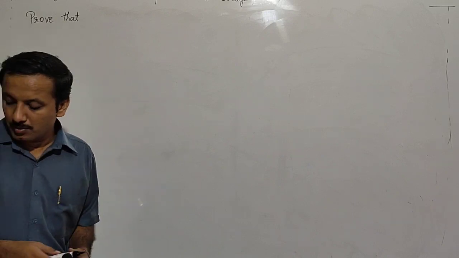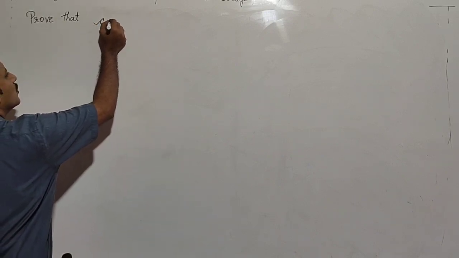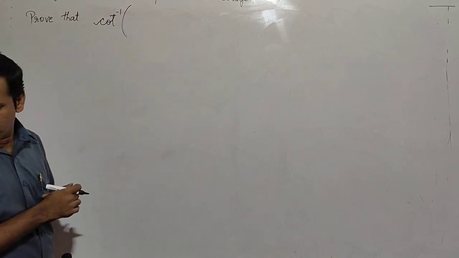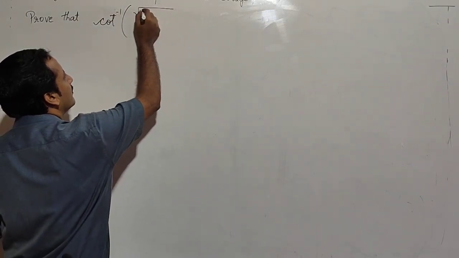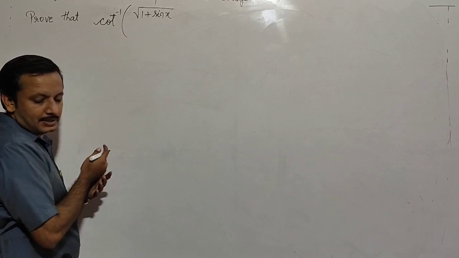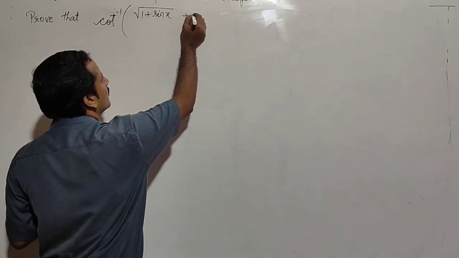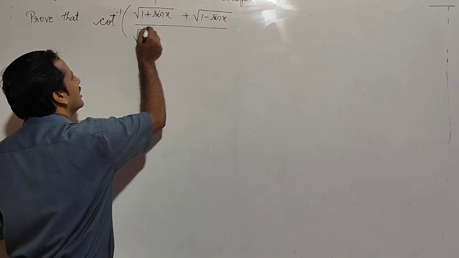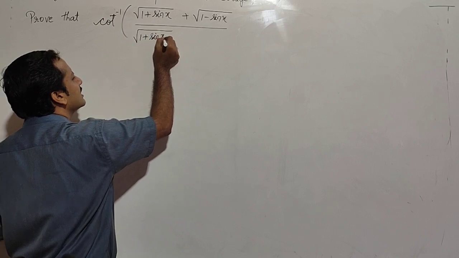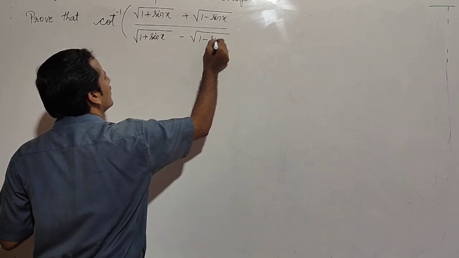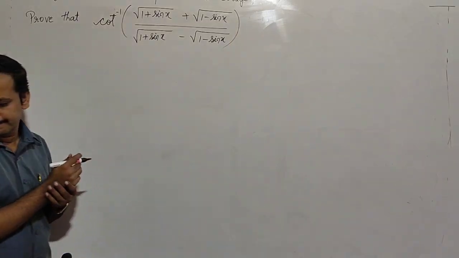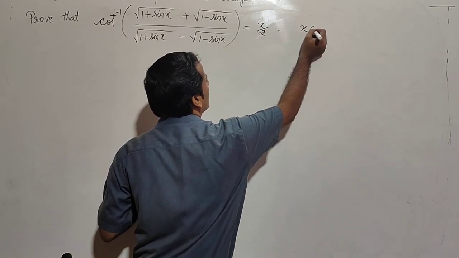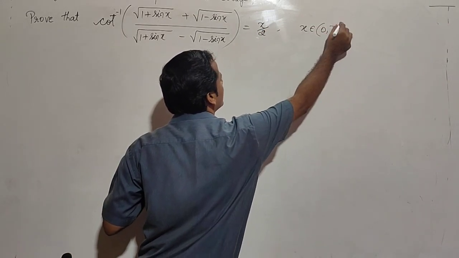Next question. Prove that cot inverse of root of 1 plus sine x plus root of 1 minus sine x divided by root of 1 plus sine x minus root of 1 minus sine x is equal to x by 2, where x belongs to open interval 0 to pi by 4.